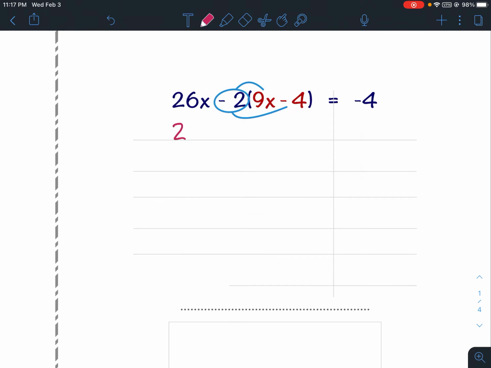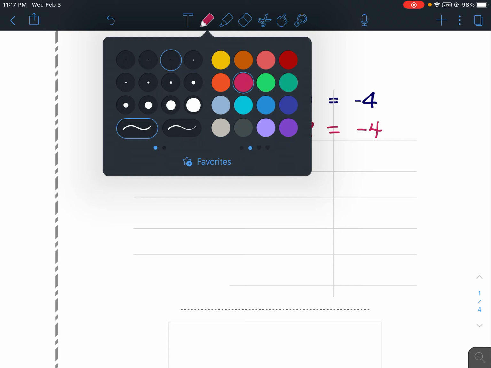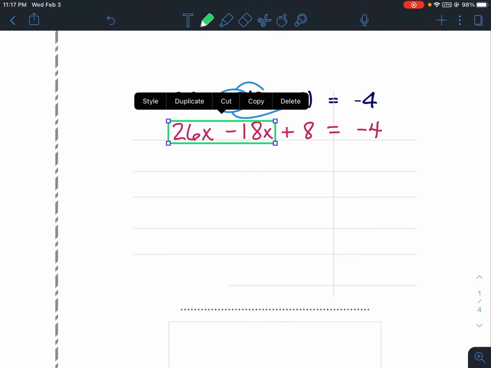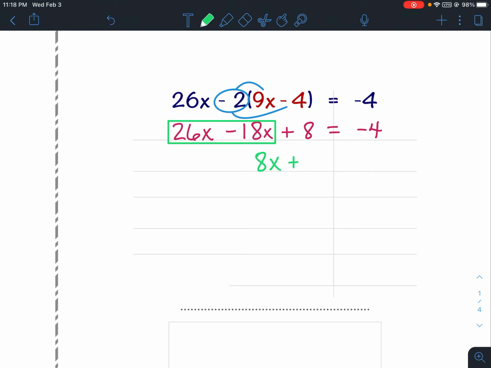I'm going to bring down the 26x. -2 times 9x would be -18x. -2 times -4, so 2 negatives would become +8. Keep your equal signs lined up. Bring down the -4. Now I combine like terms. 26x minus 18x would give me 8x. So I've got 8x plus 8 equals negative 4.